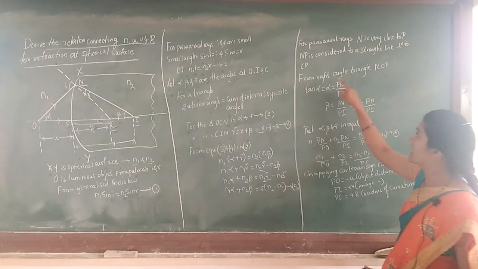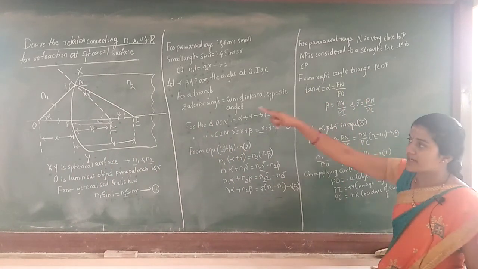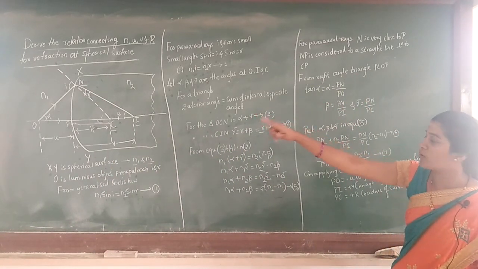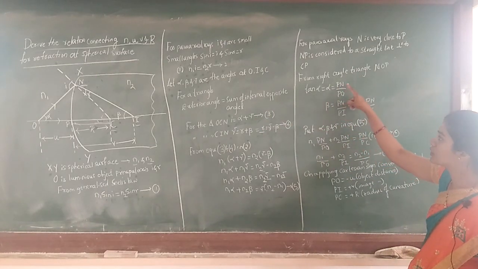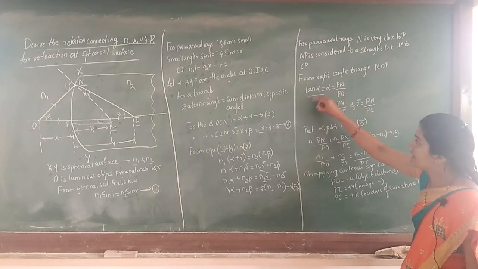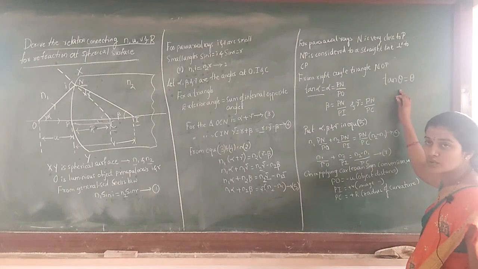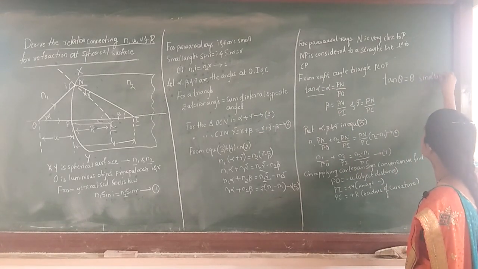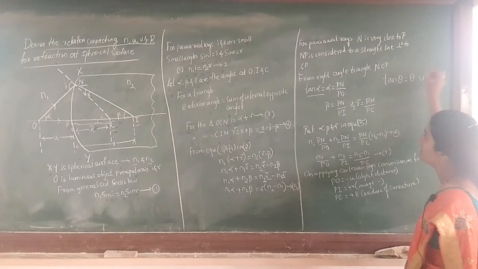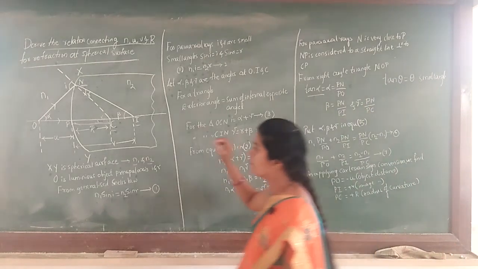Next, from the right angle triangle, we are considering NOP. From the right angle triangle, from your figure, tan alpha is equal to Pn by Po. Now here tan alpha or tan theta is very small, again we are considering theta. Tan theta is equal to theta for a very small angle. Next, tan alpha is equal to Pn by Po.